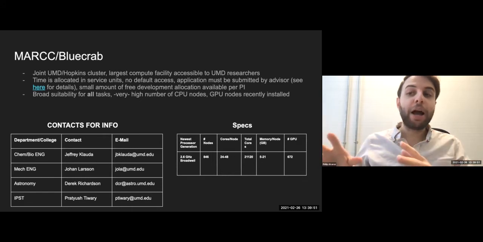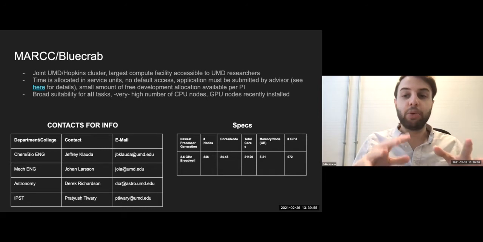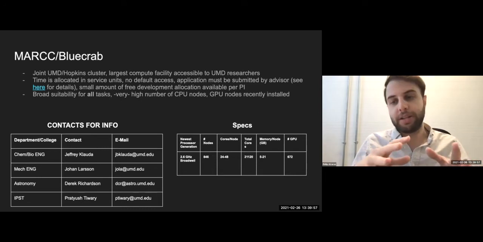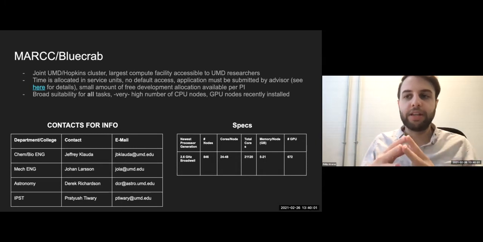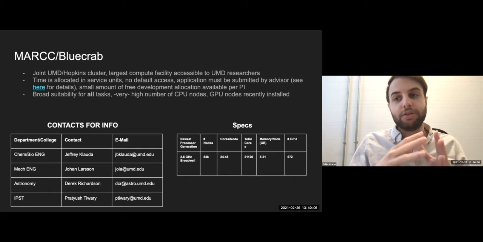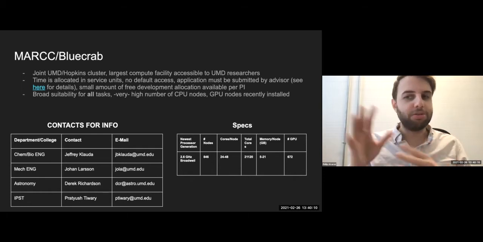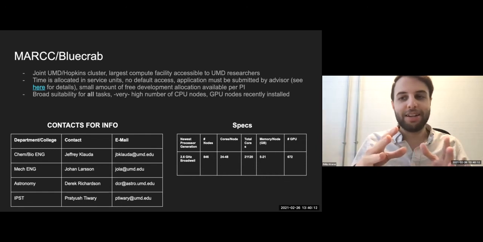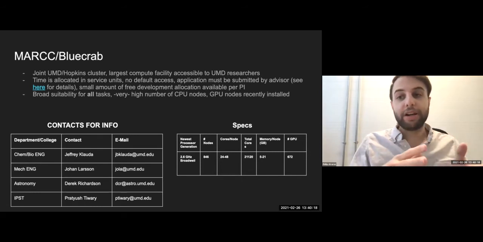So the most powerful cluster available to UMD researchers is Blue Crab, which is a joint Hopkins UMD cluster. Now, I didn't start with this, even though it is more powerful than Deep Thought, because the accessibility is very restricted in that you have to apply for time on it. You can't just go through your department contact and they'll toss you some time on the cluster. There's a very formal application process here. However, if you do get access to it, it's good at everything.